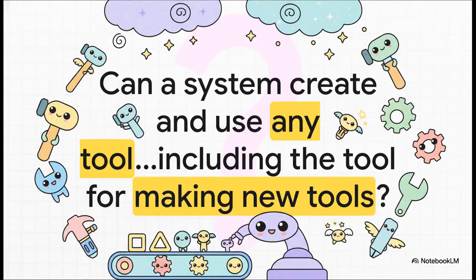Which kind of leaves us with this final big question to chew on. Maybe intelligence, our own or the artificial kind, isn't just a system that can create and use any tool from that infinite set. Maybe the real magic is that it can create a tool and then use that tool to make an even better tool, and so on, forever. Is intelligence just the ultimate tool for making new tools?